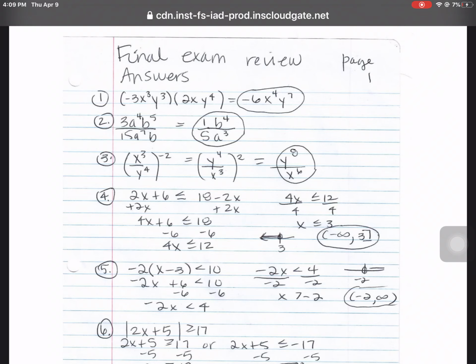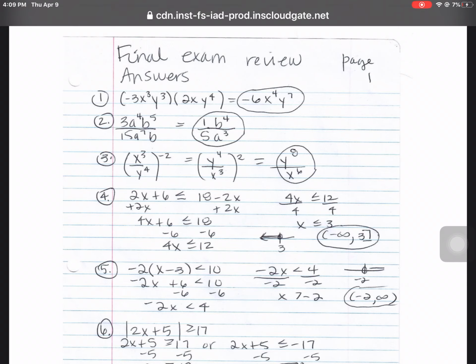This is the final exam review. On number 1, when you multiply, you add the exponents, and the -3 times the +2 equals -6. For the letters, you add exponents.